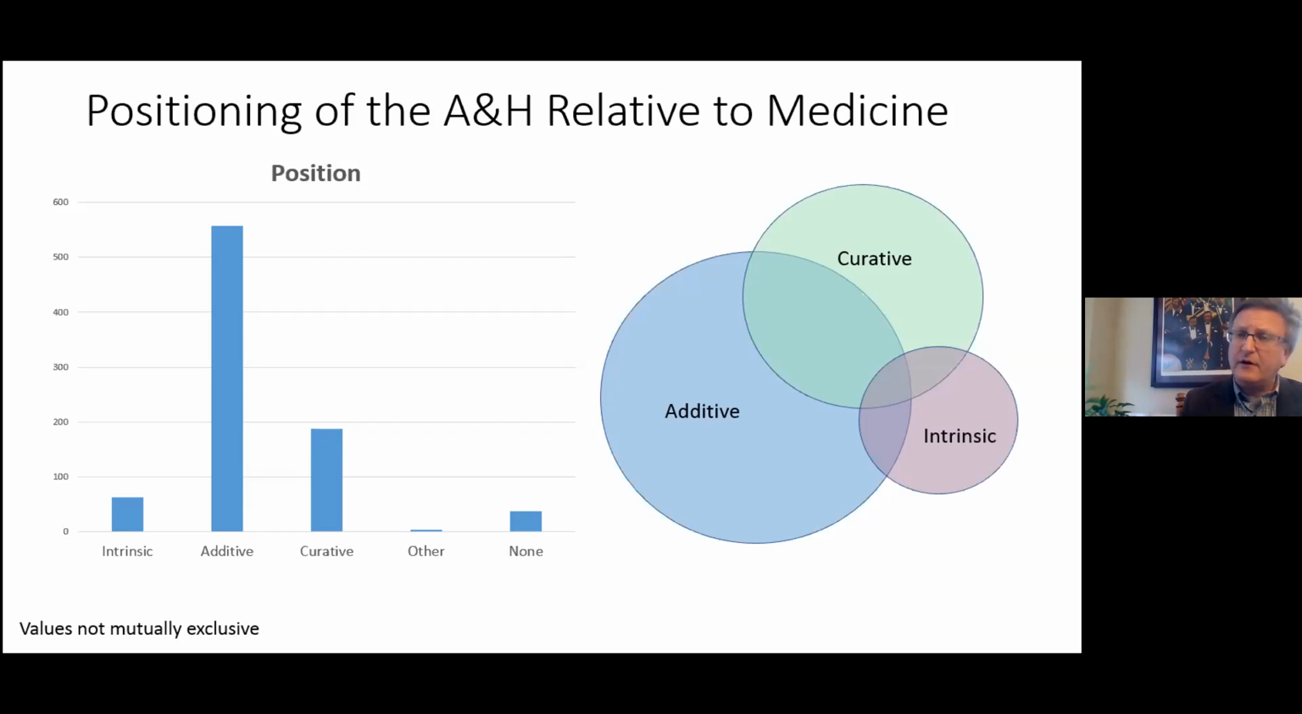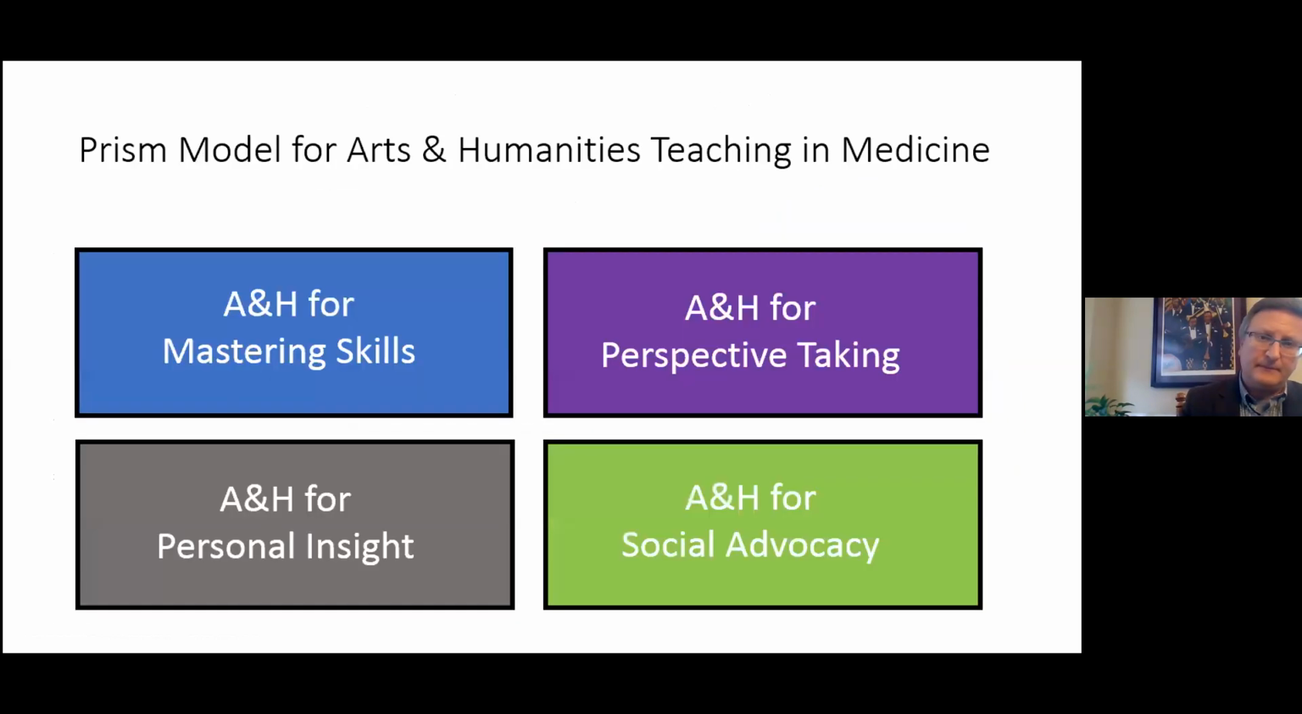A particular article could be classified as more than one. So the Venn diagram shows the overlap, and the bar graph shows the total numbers in each category. Overwhelmingly, the literature we looked at positions the arts and humanities as additive to medicine. The other conceptual analysis we looked at is how the arts and humanities are used in medicine.